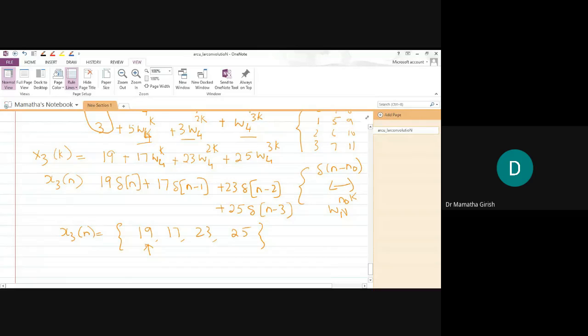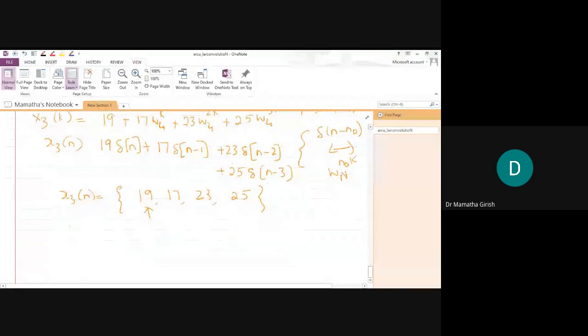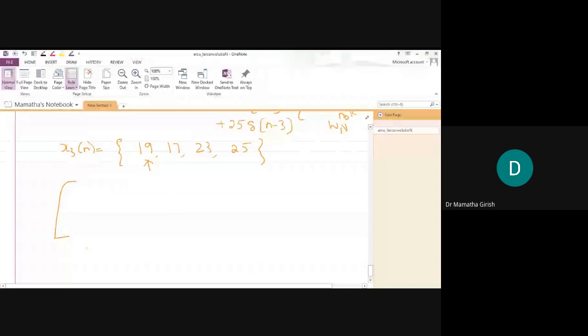Now, I'll give you 2 minutes. Use the matrix method, and I want a verification in the next 2 minutes. How will people do that? Quickly. This is a matter of 2 minutes only. Everybody quickly do this.